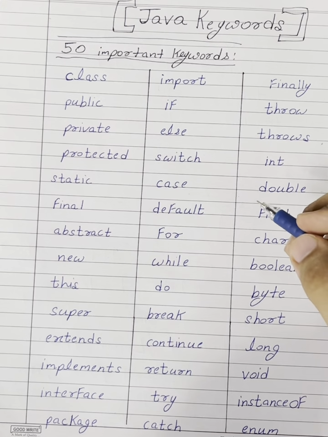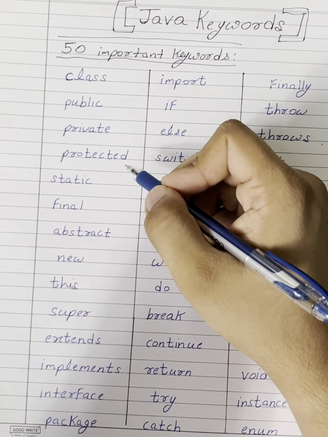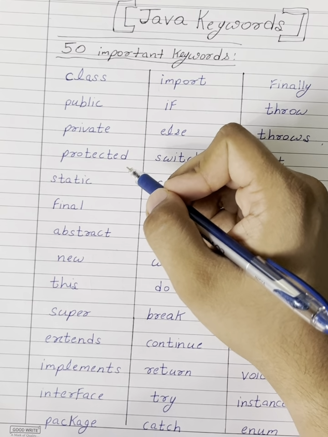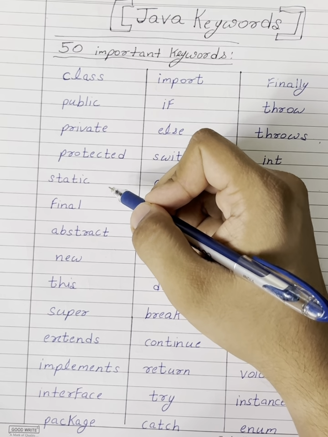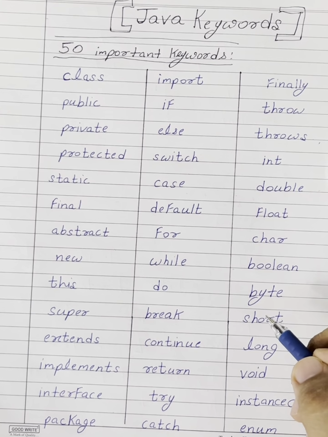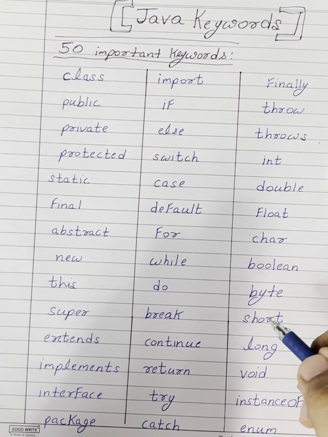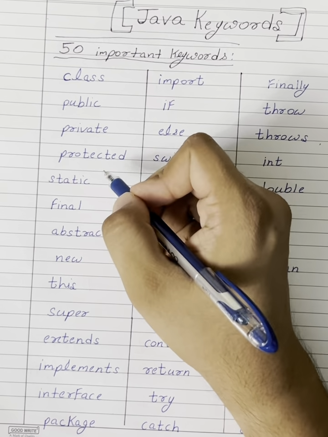And this protected keyword is useful when certain variables or methods should be available to the child class while remaining inaccessible to unrelated classes outside the package. And it also plays an important role in inheritance by enabling the subclasses to reuse and extend the functionality of their parent classes. So this is about the protected keyword.